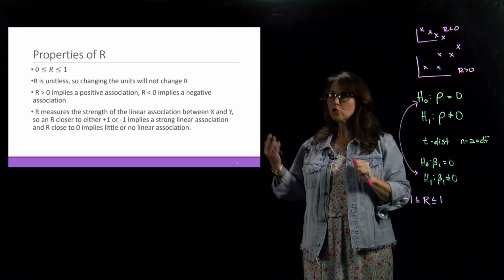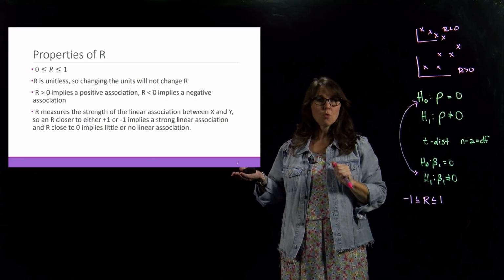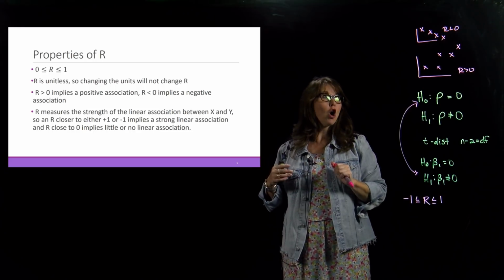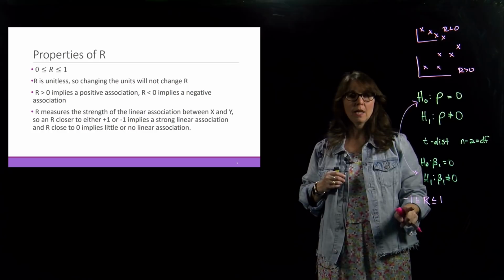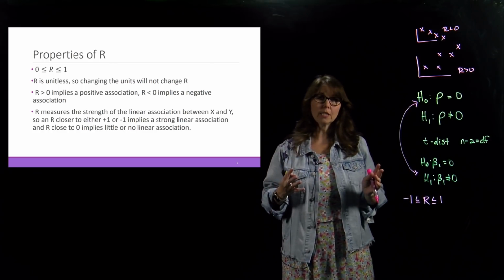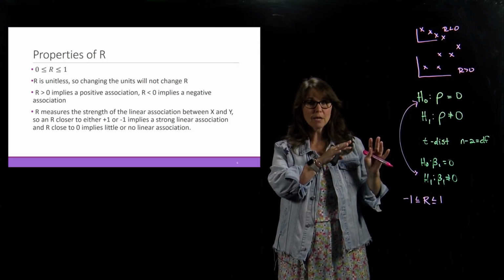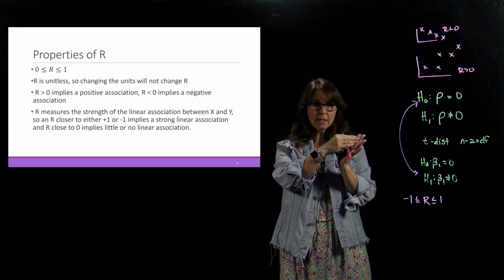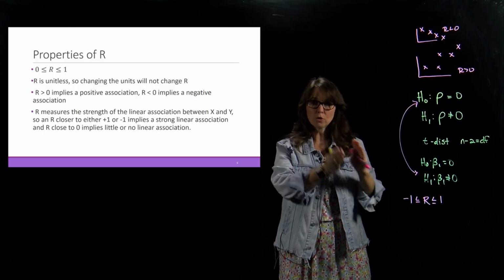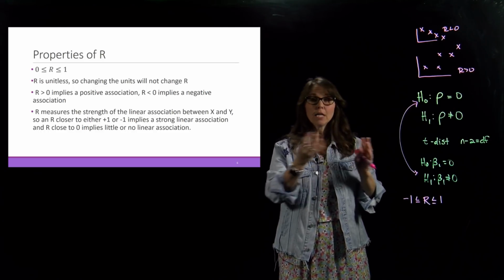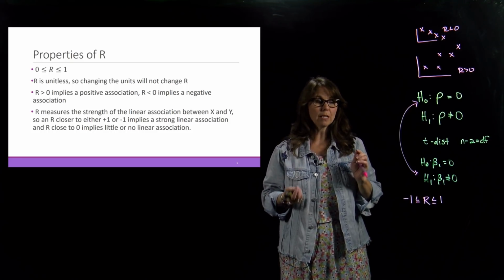Finally, R measures the strength of the linear association between x and y. So what that means is that an R that is closer to either +1 or -1 means that there's a stronger linear association between the two variables. And what that means in terms of the scatter plot is that the points are hugging the line a lot closer as R approaches either +1 or -1. And then an R that's close to 0 implies that there's no linear association between x and y.